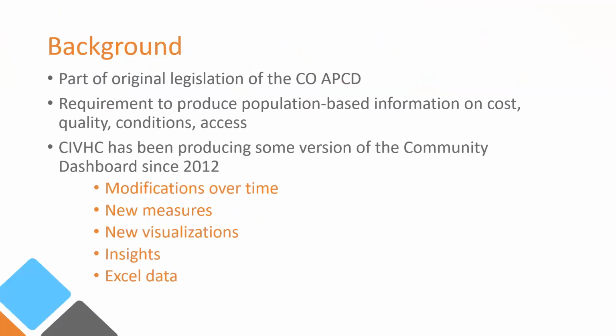Just some background information. It is actually part of the original legislation of the APCD that we produce population-based information on cost, quality, condition prevalence, and access. We've been producing some sort of community dashboard since 2012, the same year that the APCD was launched. We started putting out information at the population health level, which just means across all of Colorado, for cost, quality, and all of these different measures. But we have made a ton of modifications since 2012.